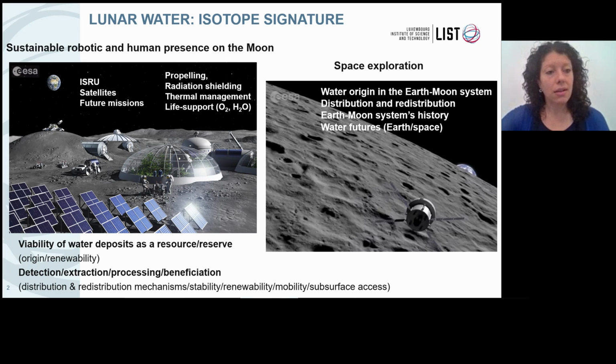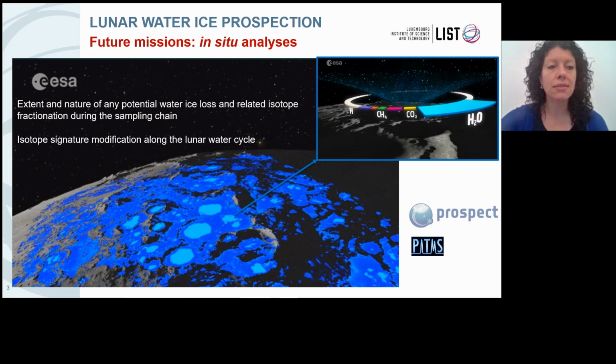Regarding space mining, it will help to determine whether these water deposits can be considered as resources or reserves, and also to help to design the extraction, detection, processing, and beneficiation technologies. And so there are several lunar missions planned for ice prospection on the moon, targeting analysis of the surface and exosphere. And for a more robust interpretation of the raw data coming from those missions, we need to understand the extent and nature of any potential water ice loss and related isotope fractionation during the sampling chain.